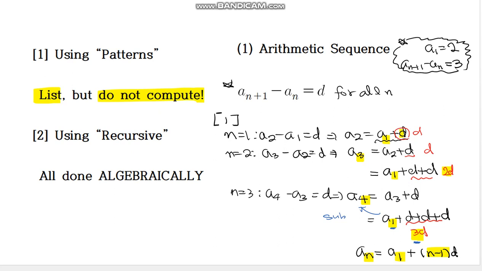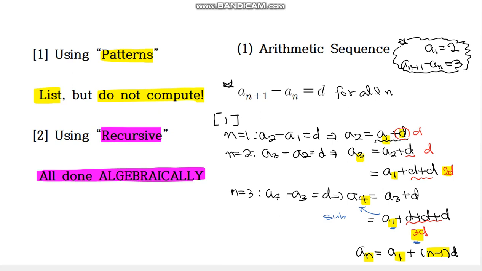Okay? Now you got to use the recursive one. I used the patterns though, so maybe I need to use a different color for that one. So maybe this color here. You gotta use the recursive one here. Then how do you use the recursive? Like I said, I gave you a hint here, which is that these are all done algebraically. So what I mean by that is you don't need to list anything. You just need to solve equations and equations and equations.